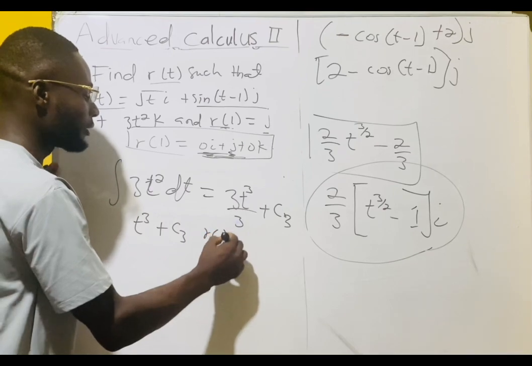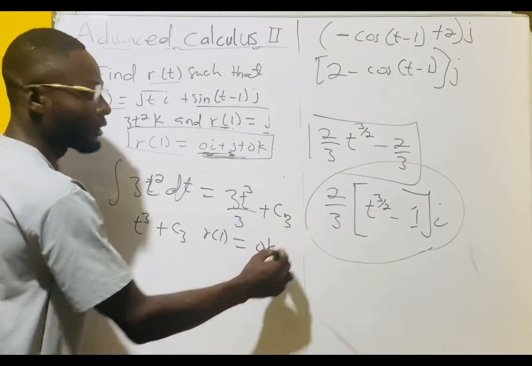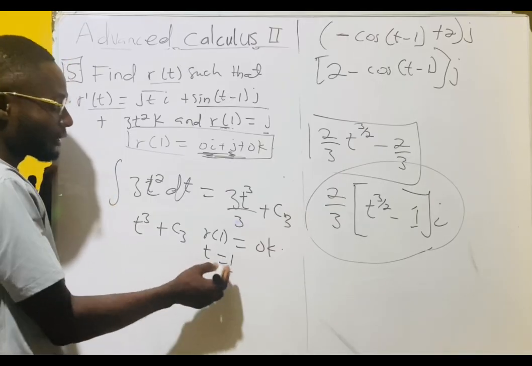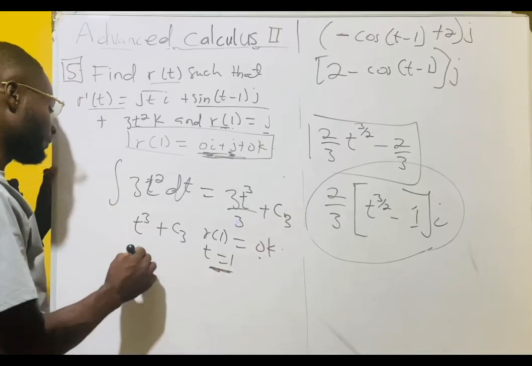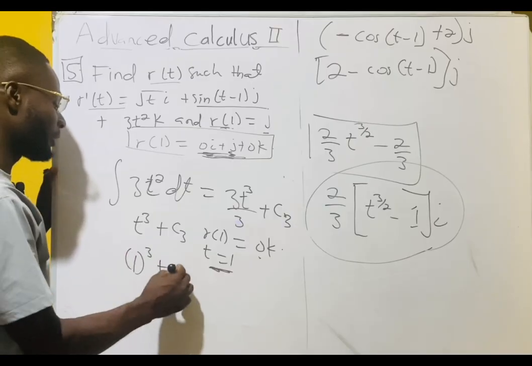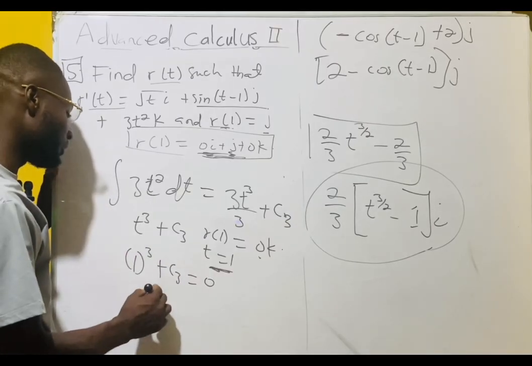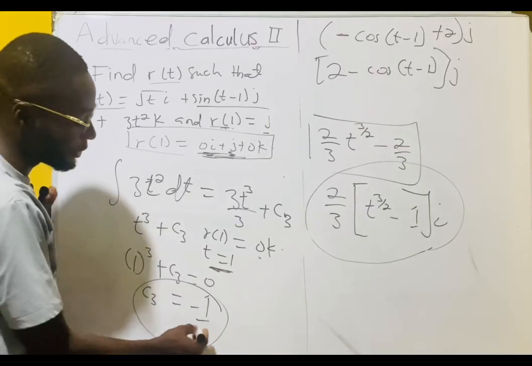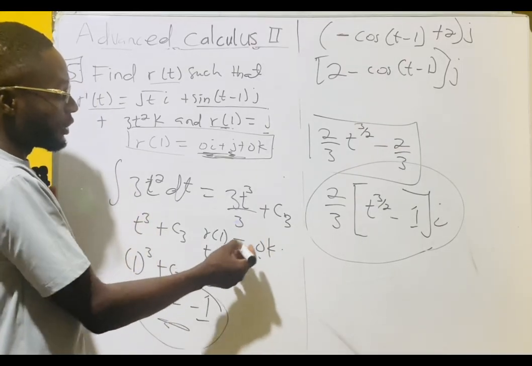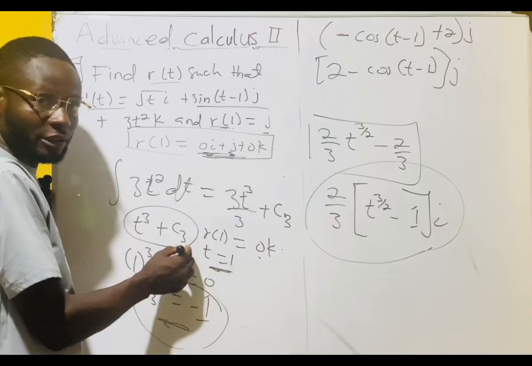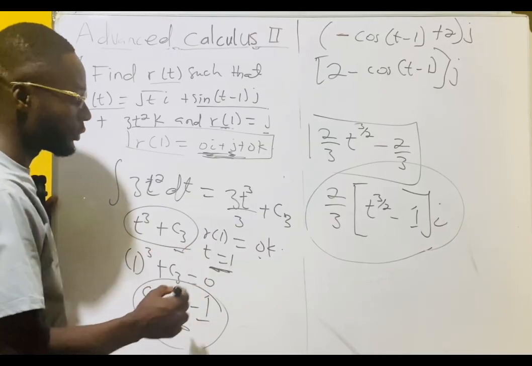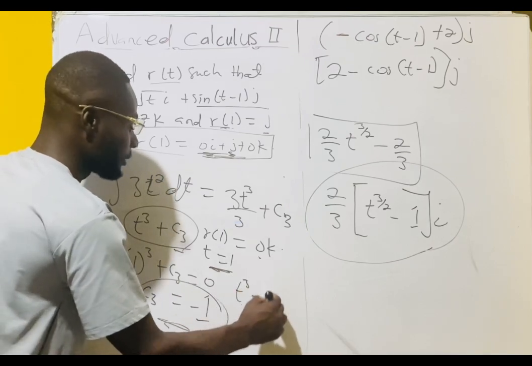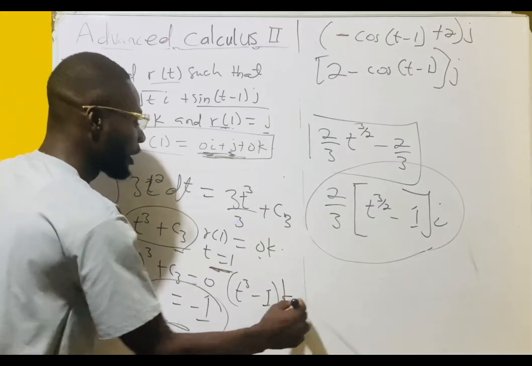So r of 1 is equal to what? 0, right? So meaning that t is equal to 1. So we do that after we equate to 0. So we're going to have 1 cubed plus c3 is equal to 0. So this means that our c3 is what? Negative 1. Okay, so we substitute c3 into the results here to have the third component. So that means that our third component is t cubed minus 1 or k.